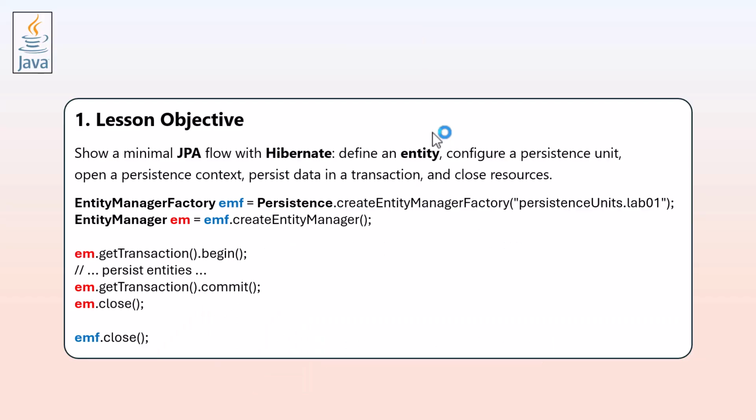1. Lesson Objective. In this lesson, we build a minimal application that uses the JPA with Hibernate to map a simple domain object to a relational table and perform basic data persistence within a transaction. The goal is to understand how the persistence unit wires the database and entity mappings, how the persistence context manages entities, and how transactions ensure consistent writes.